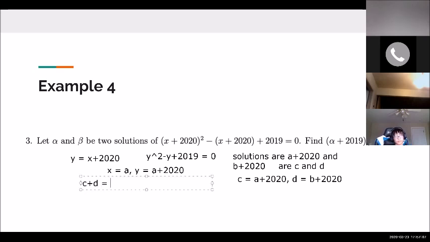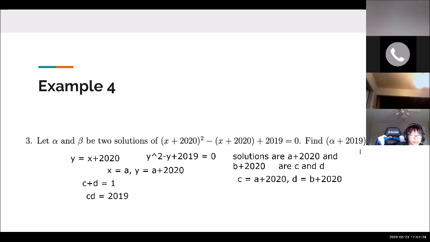C plus D using Vieta's formulas is equal to 1. It's just minus negative 1 over 1. And then C times D is equal to 2019, because it's just, again, 2019 over 1, the last coefficient over the first coefficient. So now we know C plus D and CD, and we can finally solve this by finding (A + 2019)(B + 2019).